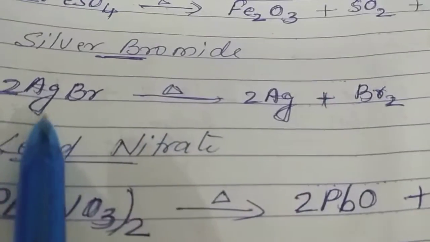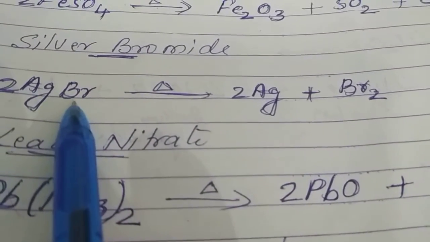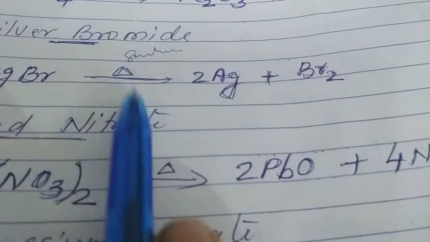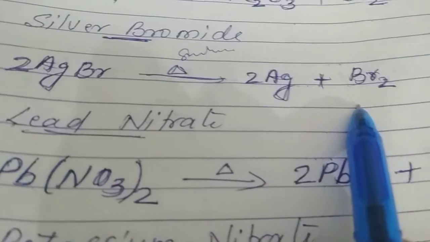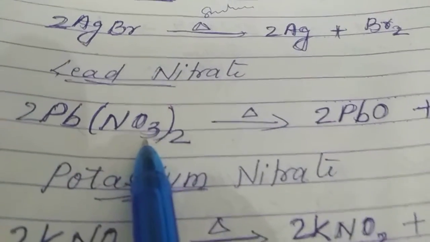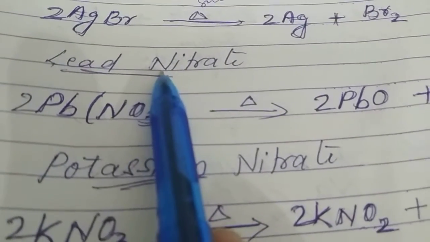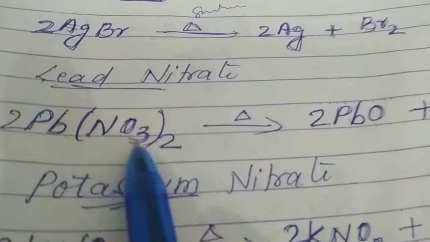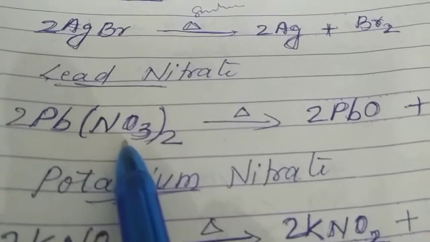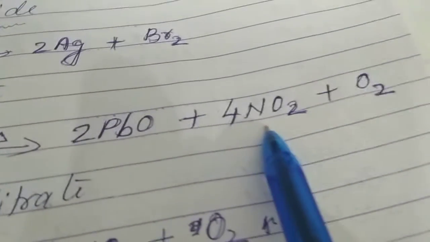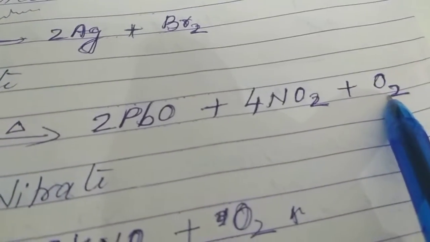Now come to the next, silver bromide. Just like silver chloride, silver bromide in the presence of sunlight breaks into silver and bromine. Next, a very important reaction is of lead nitrate. Every compound's name I have already written on top. Lead nitrate, Pb(NO3)2. This lead nitrate on heating gives you lead oxide, nitrogen dioxide and oxygen.